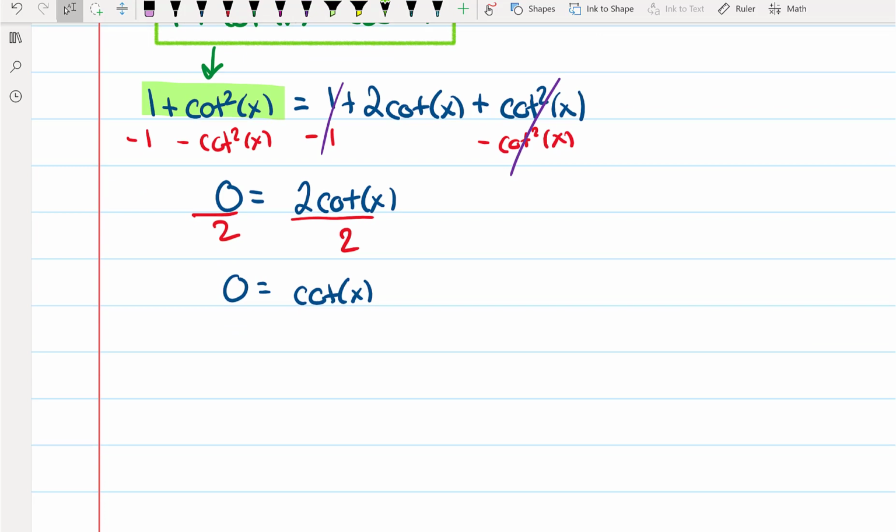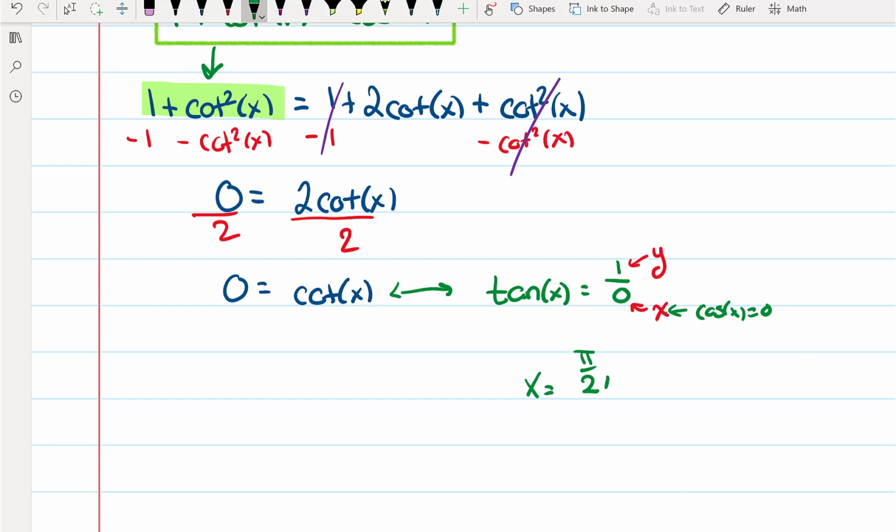So if you're okay working with cotangent, you can go ahead and just solve this out. But I think it's easier if I turn it into tangent. So cotangent is equal to tangent if you take the reciprocal. So you get 1 over 0. This means that the numerator is the y value and the denominator is the x value. So we want sine to equal 1 and cosine to equal 0. So where on the unit circle does cosine equal 0? This is at x equals pi over 2 and x equals 3 pi over 2.